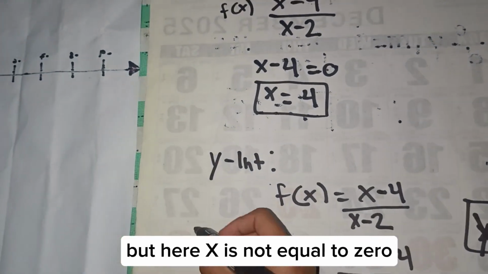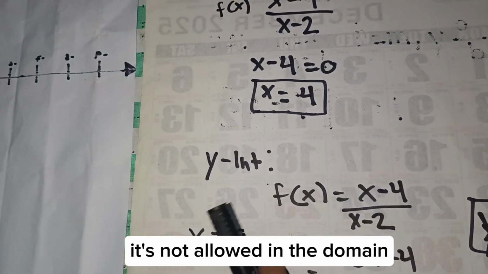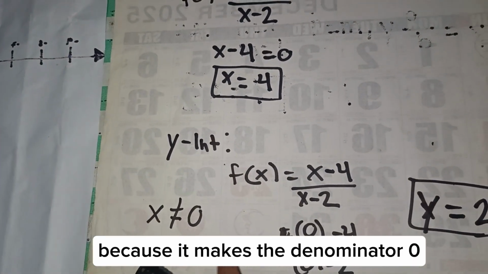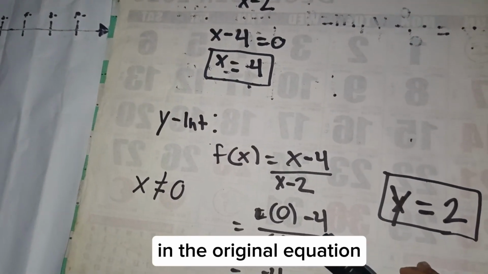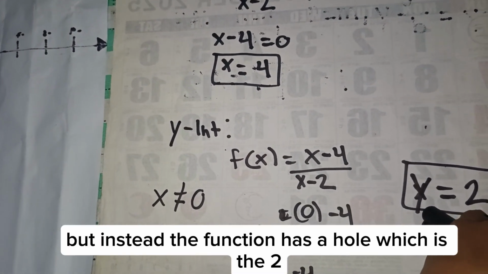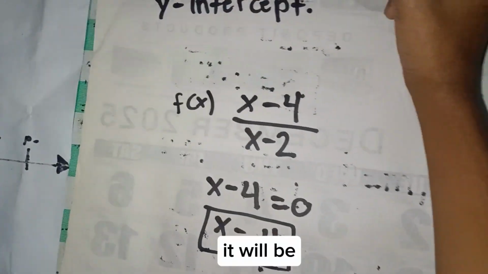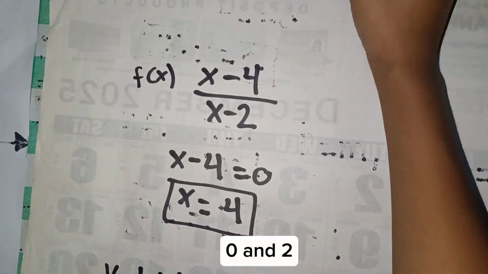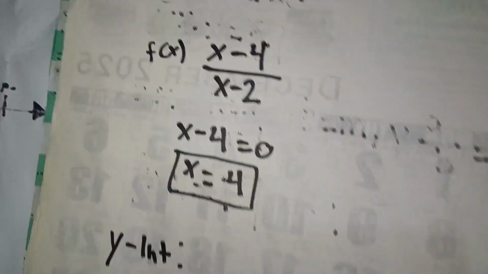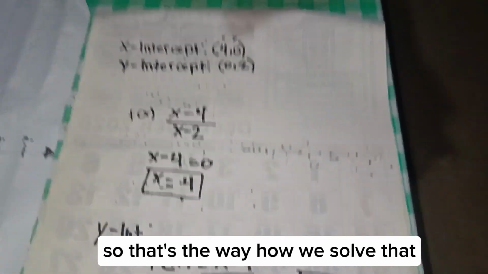But here, x is not equal to 0. It's not allowed in the domain because it makes the denominator 0 in the original equation. That means there is no y-intercept, but instead the function has a hole, which is at 0 and 2. So that's how we solve the x and y-intercept.